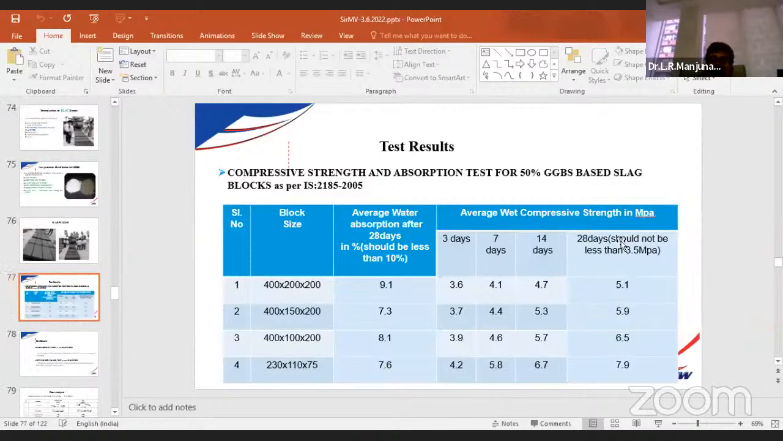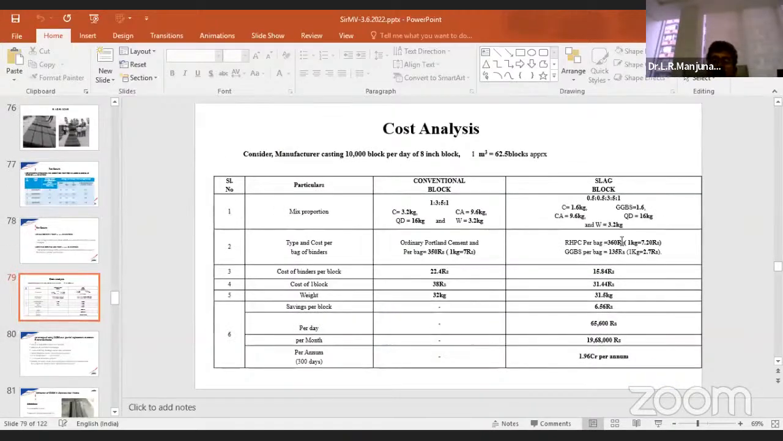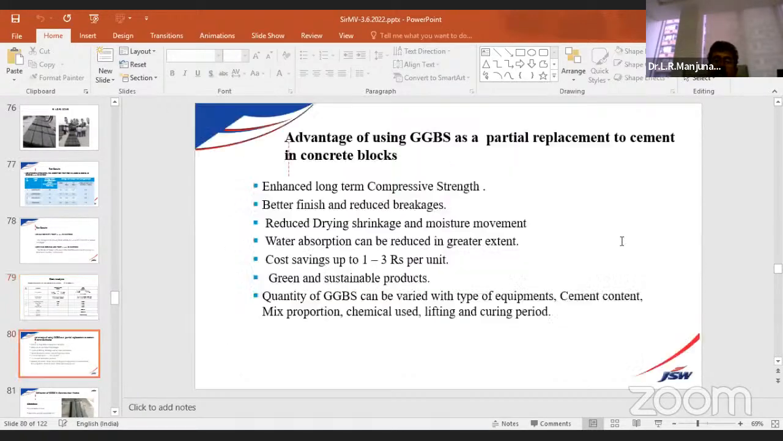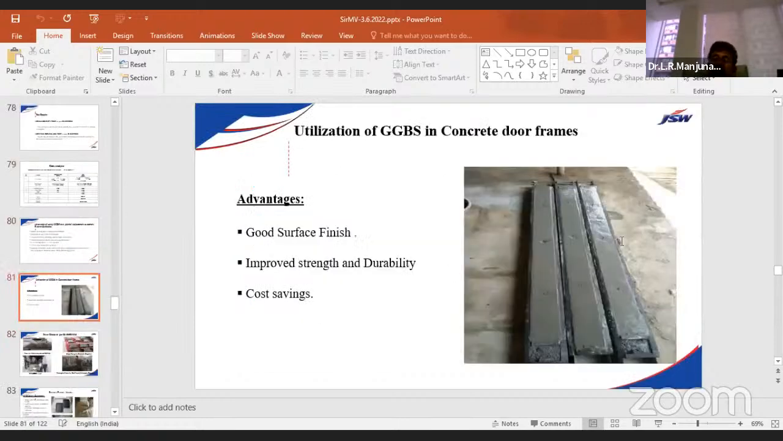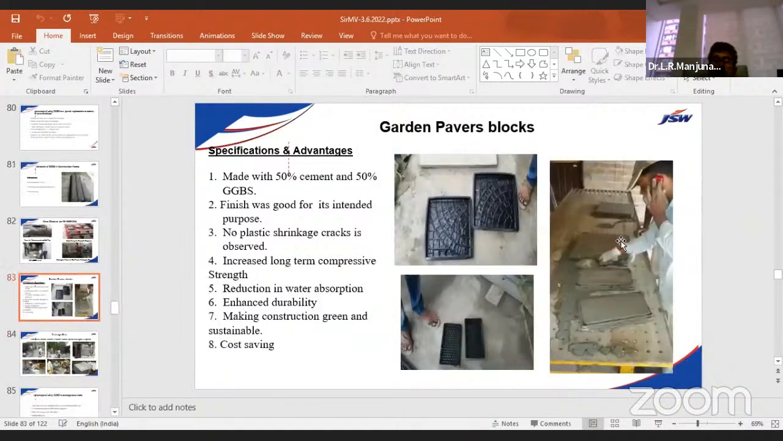And we have worked out a saving with 50% replacement of GGBS in the block industry. These are the workings we have done. All the results were passing as per the IS norms. Almost 2 rupees per block we could save by using GGBS at 50%. These are the workings available. So apart from that, we have tried with door frames, paver blocks, small elements, all that we have done.